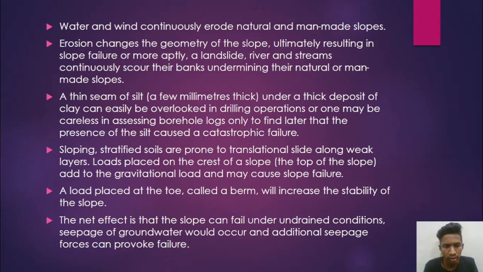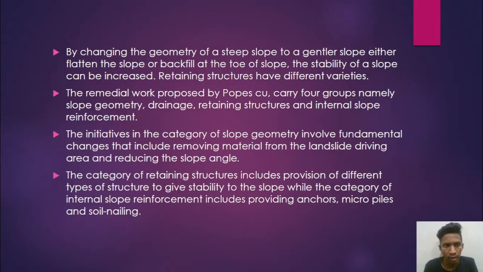Loads placed on the crest of a slope add to the gravitational load and may cause slope failure. A load placed at the toe, called a berm, will increase the stability of the slope. The net effect is that the slope can fail under undrained conditions. Seepage of groundwater will occur, and additionally seepage force can provoke failure. By changing the geometry of the steep slope to a gentler slope, either flatten the slope or backfill at the toe of slope, the stability of a slope can be increased.